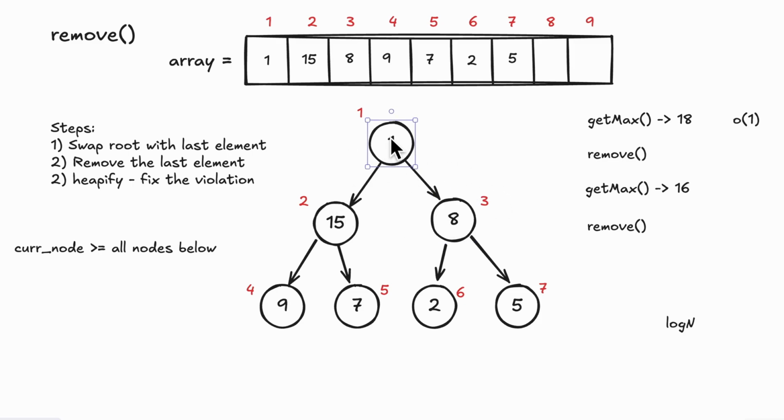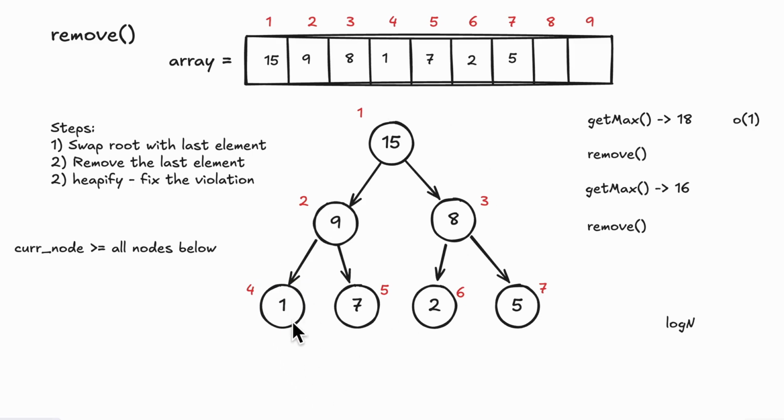So let's swap this 1 with 15. 15 will come over here and 1 will go over here. Done. Now check whether there is some violation or not. We can see that there is one violation. So again, take this 1 and swap it with the maximum element, which is 9. So this will become 9 and this will become 1.